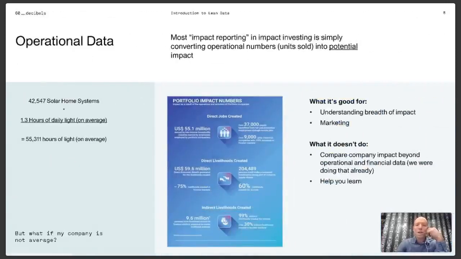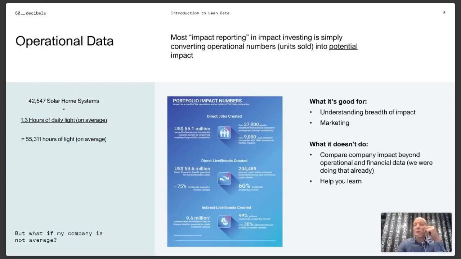Number 2 is operational data. And this is really important if you are a consumer of information about social impact. It is very common to see a social impact report that looks like this one here, and it's going to talk about livelihoods created, money that's put into people's pockets, all these sorts of things. And as you can see on the left-hand side, the way this is done is to count the number of outputs, so in this case 42,000 and something solar home systems, to understand an average social impact metric for each solar home system, and then compute how many hours of light or how many dollars got into people's pockets, etc.